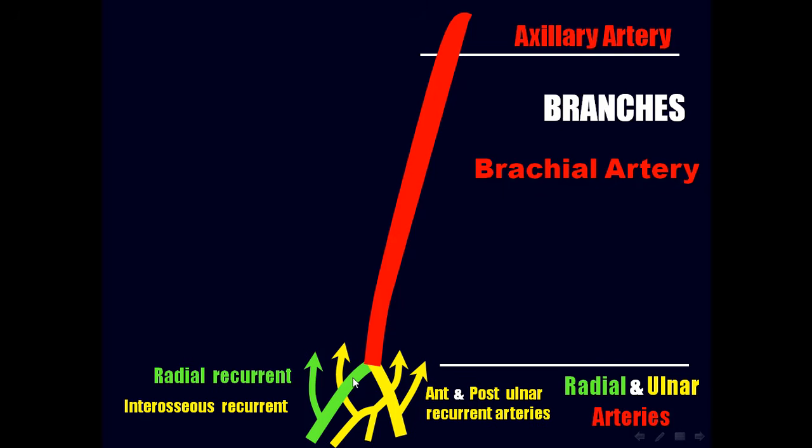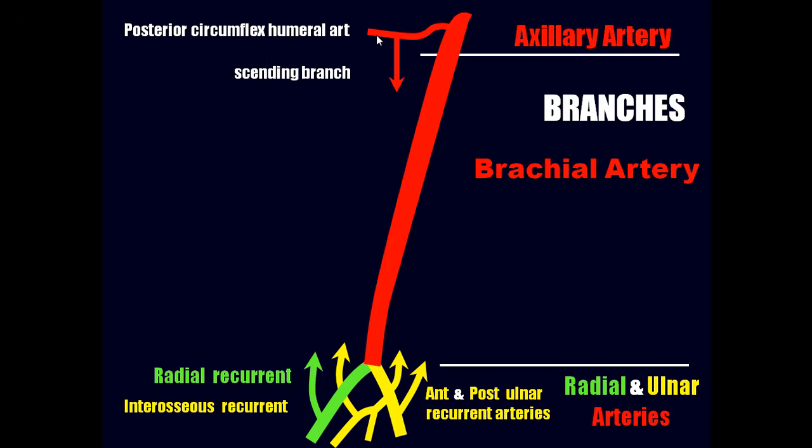This branch is the radial recurrent artery. The ulnar artery gives the anterior ulnar recurrent, the posterior ulnar recurrent, and the common interosseous. This common interosseous divides into the anterior interosseous and the posterior interosseous. The posterior interosseous gives the interosseous recurrent artery. The third part of the axillary artery gives the posterior circumflex humeral artery, which gives the descending branch.